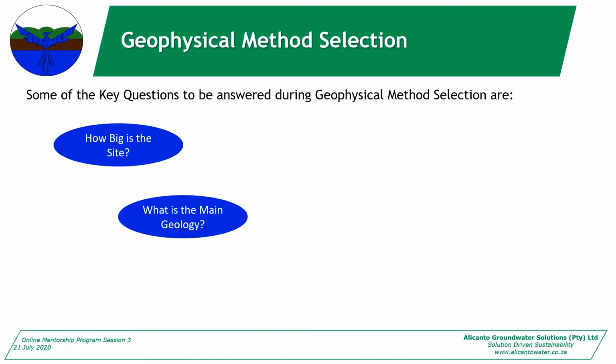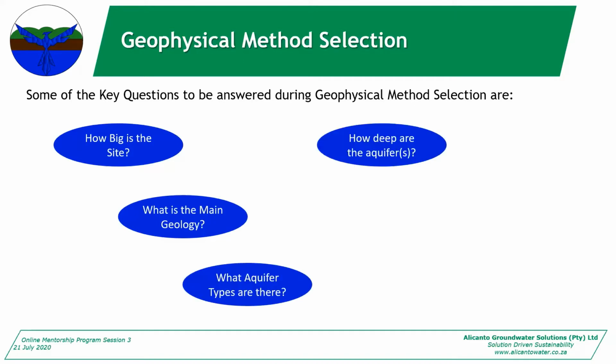What is the dominant geology or the main geology of the site? Is it igneous? Is it sedimentary? You know, what are the main units there? What aquifer types are there? How deep are the aquifers? So that'll determine how deep you need to look with your geophysical survey. Is there existing site infrastructure? Is there houses, pylons, fences, underground infrastructure such as pipelines? Yeah, anything that could affect your geophysics negatively?